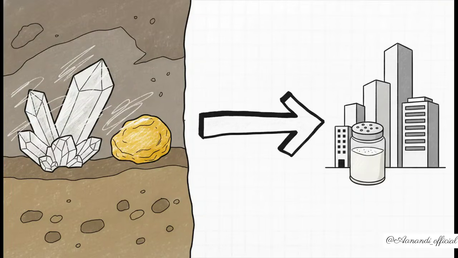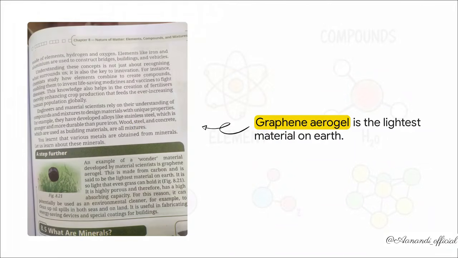The cement in our buildings, that comes from calcite and quartz. It all starts right here with these basic blocks. And today, material scientists are taking this fundamental understanding of mixtures and compounds to invent absolute wonder materials. Take graphene aerogel, for example. It's made from carbon, and it currently holds the title for the lightest material on Earth.